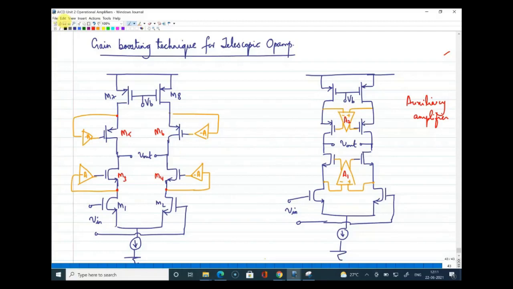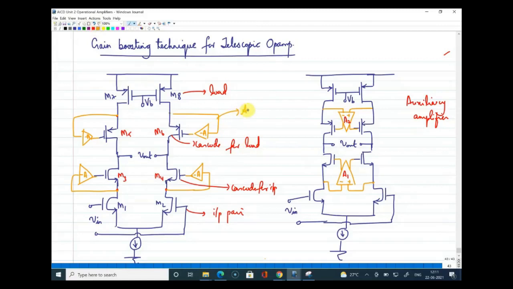All right, I hope this is clear, but here also we should identify all the stages. So this is the main amplifier, or this is the input pair, and this is the cascode for the input, this is the load devices, this is the cascode of load, and whatever we have drawn in yellow is the auxiliary amplifier, and whatever is in the navy blue is your main amplifier.